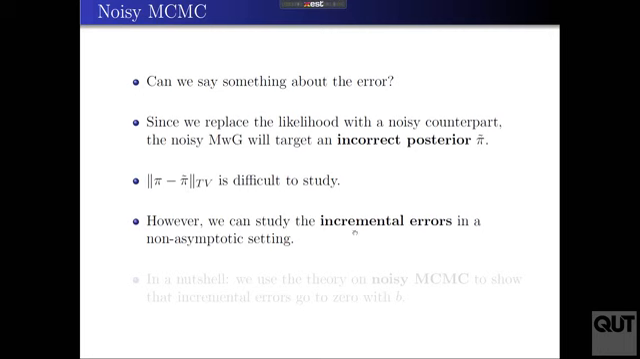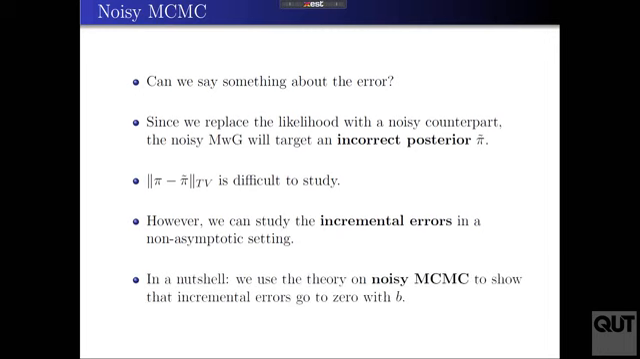We decided to study the incremental errors. Instead of looking at the asymptotic distribution of the two chains, we look at the error that we accumulate as we iterate the kernels. There is a strand of literature in MCMC that deals with approximate kernels, and Niall's next talk will talk about this. It's called NoisyMCMC, and it allows you to study how the incremental error can be bounded if you use an approximate kernel instead.